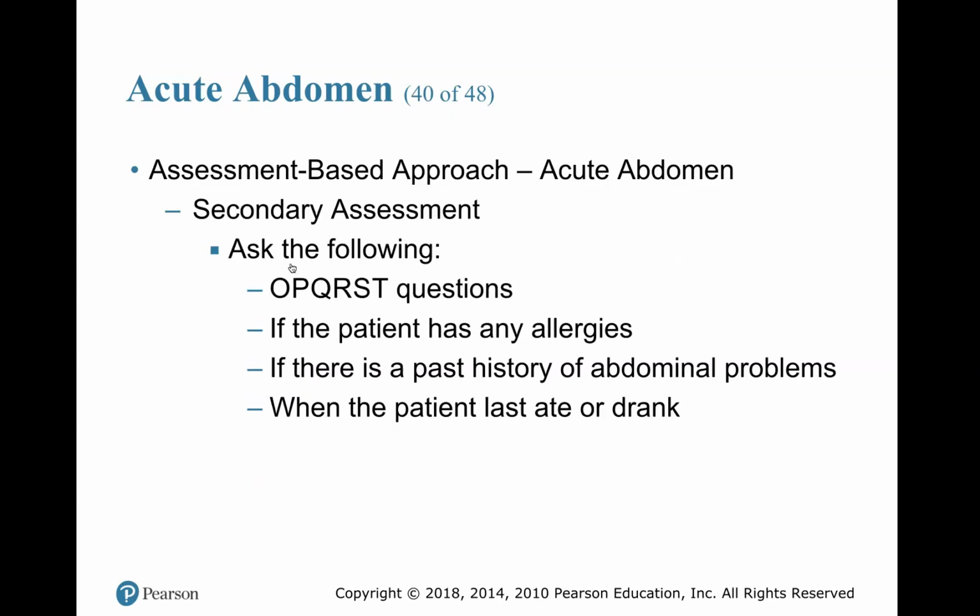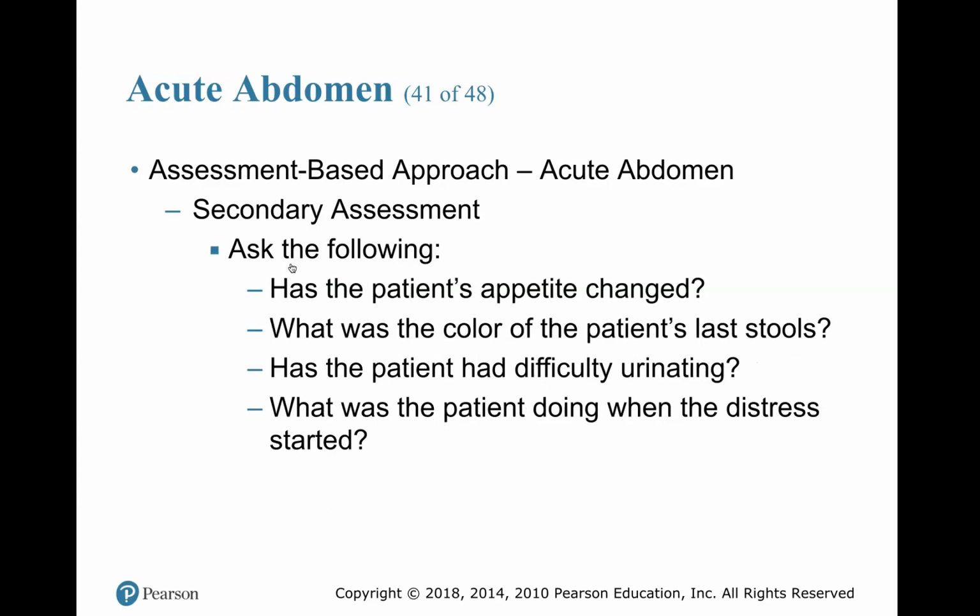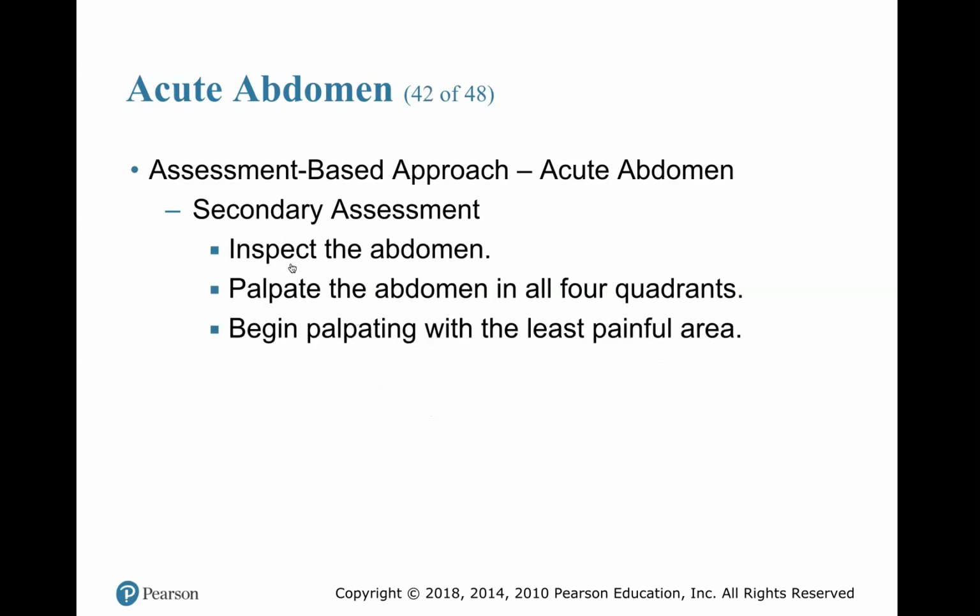Ask the following questions, your OPQRST questions: onset, provocation, quality, radiation, severity, and time. Ask if the patient has any allergies, if there is a past history of abdominal problems, and when the patient last ate or drank. Has the patient's appetite changed? What was the color of the patient's last stools? Has the patient had difficulty urinating, and what was the patient doing when the distress started?